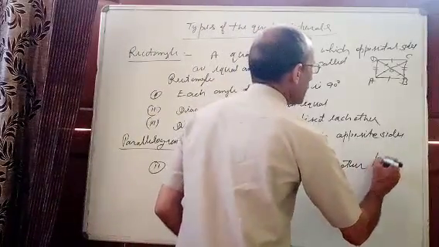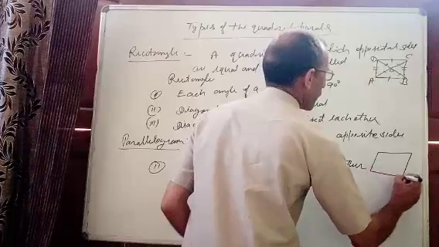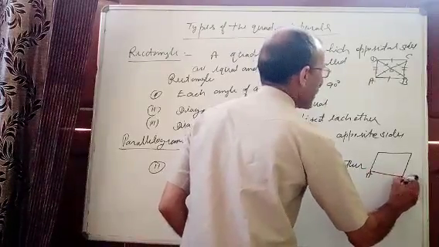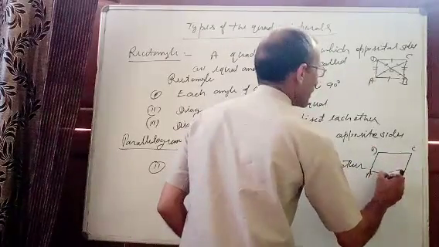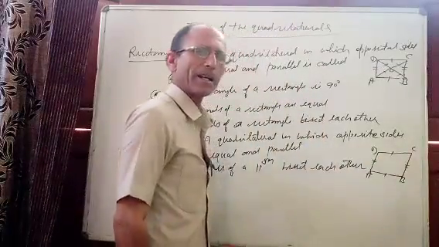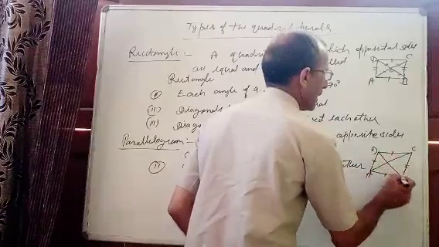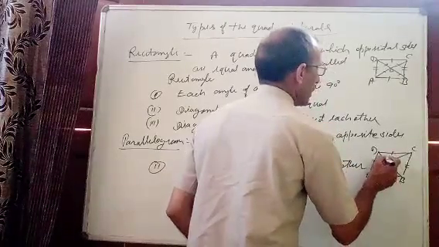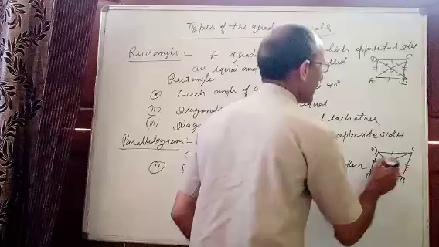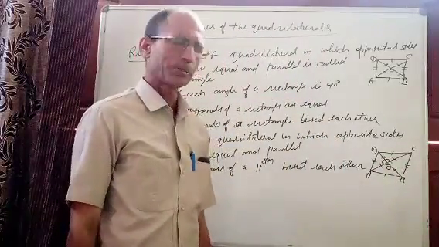So this figure stands for parallelogram ABCD. These are opposite sides. So opposite sides are equal and parallel. These are the diagonals. So diagonals of a parallelogram bisect each other.